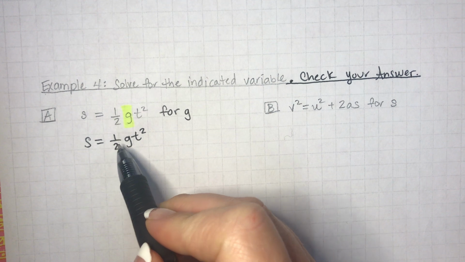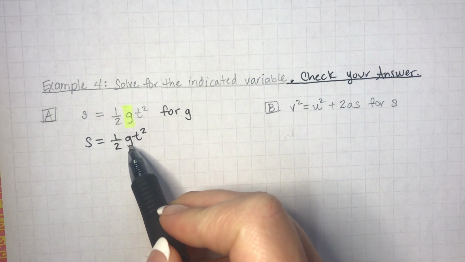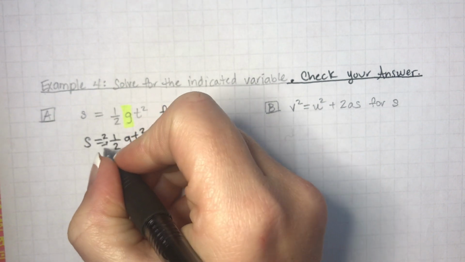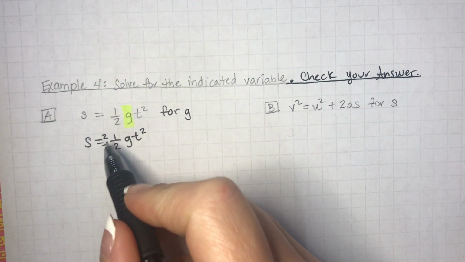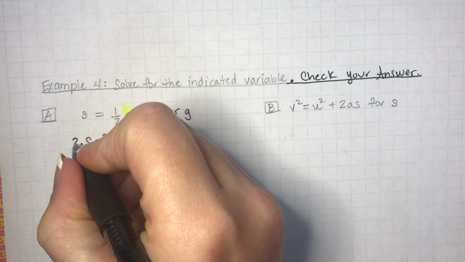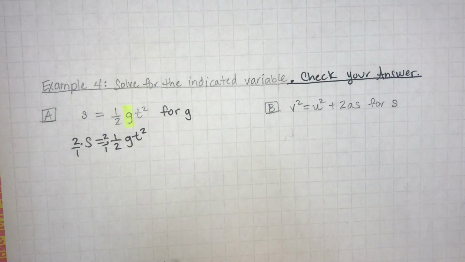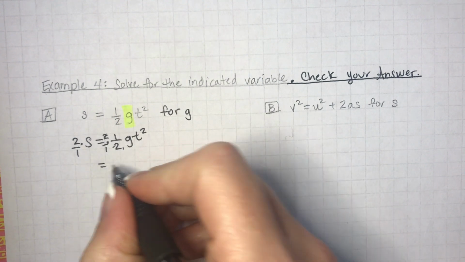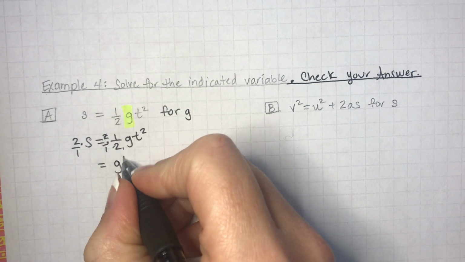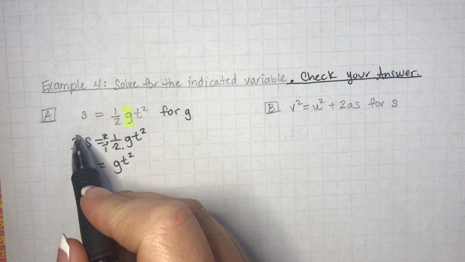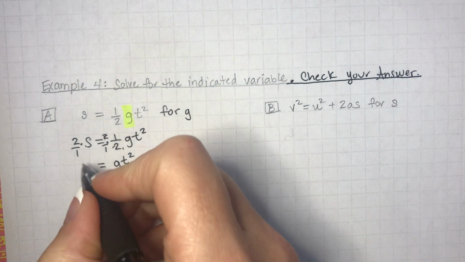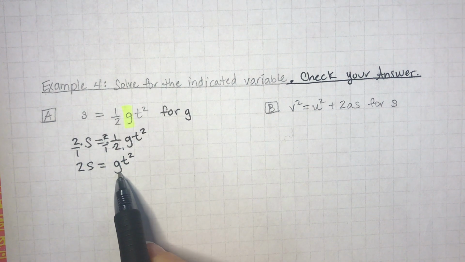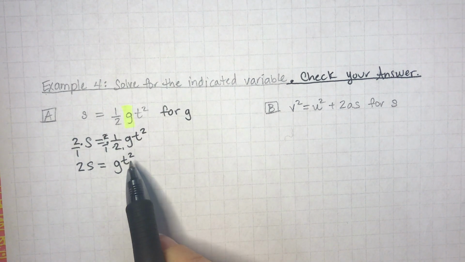Remember, whenever a fraction is multiplied by a variable, we're going to multiply by its reciprocal to get rid of it. So multiply both sides by 2/1. Okay, this is all going to cancel out and become 1. So what we're left with on this side of the equation is just G T squared. 2/1 is the same thing as 2. 2 times S is just 2S. Okay, we're just trying to get G by itself. What's around G? T squared.